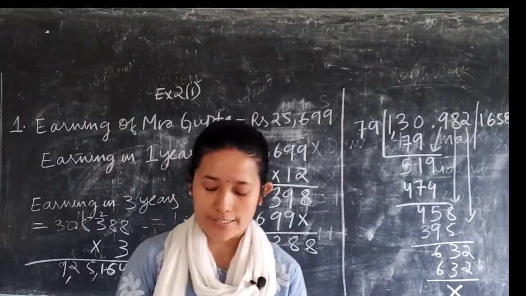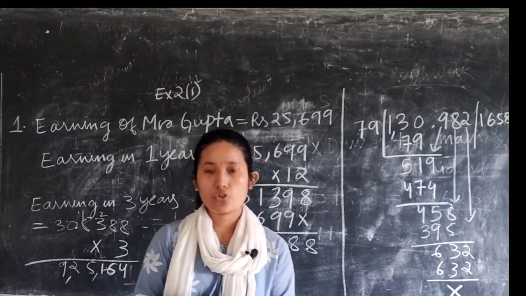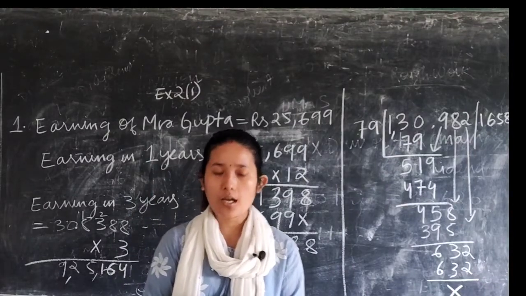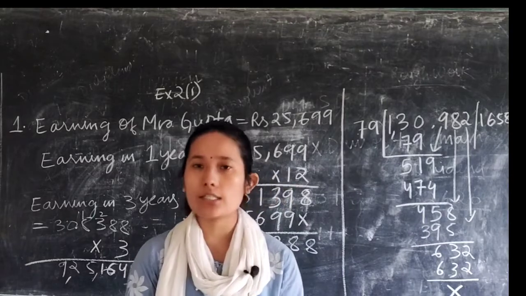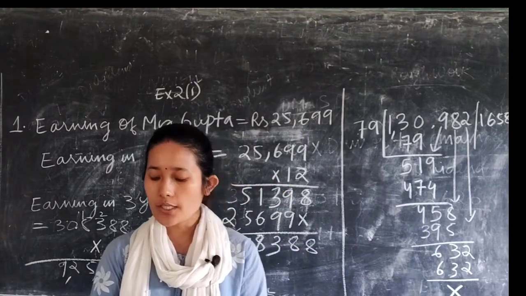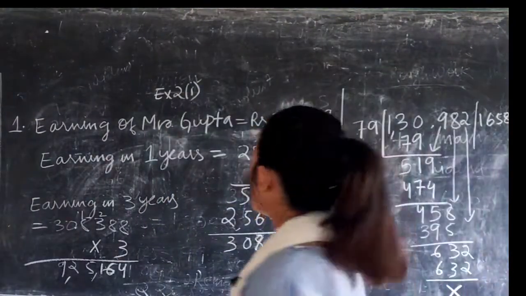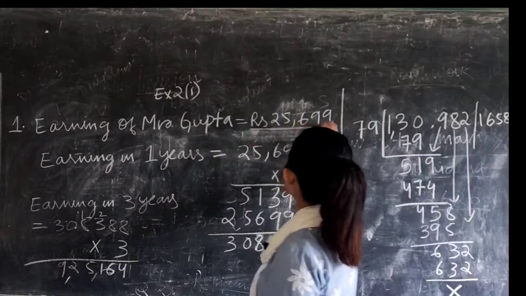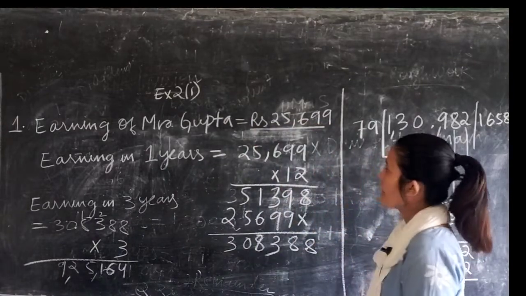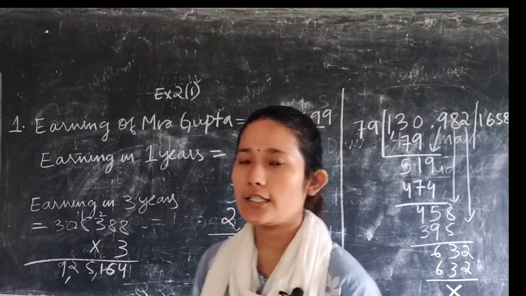So, let's move on to exercise 2I, question number 1. Question number 1 says, Mr. Gupta earns 25,699 rupees per month. How much will he earn in 3 years? So, every month the earning of Mr. Gupta is 25,699, but they are asking you to find his earning in 3 years.